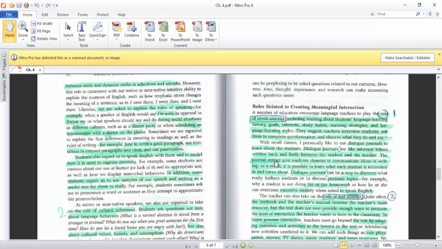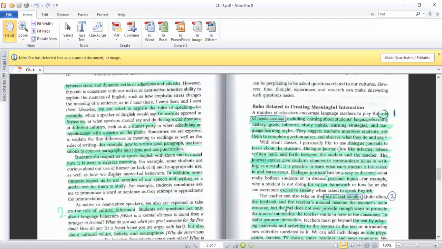The journal entries give the student chances to communicate ideas in writing. As a result, it is possible to learn what each student is interested in and cares about. Dialogue journals can be a way to discover what really bothers students or to discuss personal topics, for example, why a student is not doing his or her homework. This is asked exclusively to speak in English.